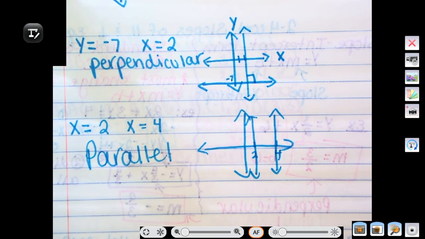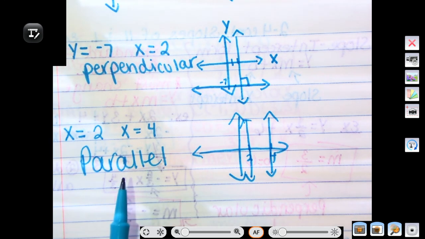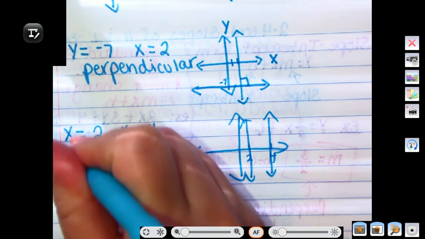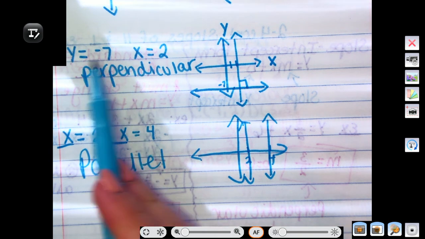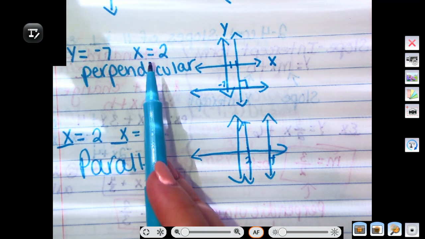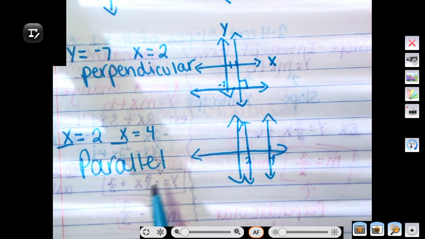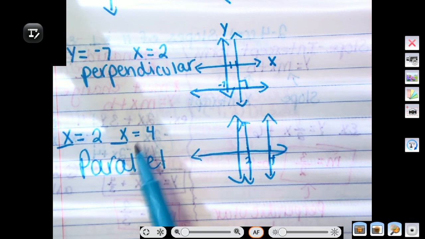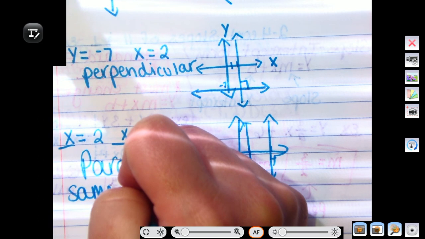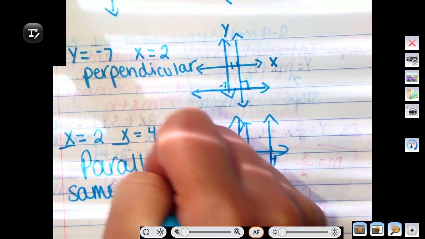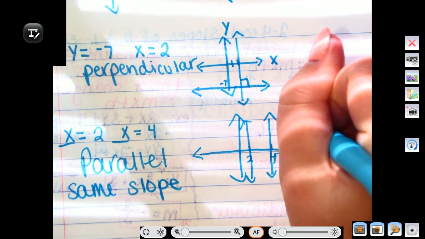So how can we remember that when I see something that looks like this, it's perpendicular? When I see something that looks like this, it's parallel? It's kind of like, look, same variable, parallel. Same slope, parallel. Different variable, perpendicular. So like when you have your two slopes that are negative reciprocals, they're perpendicular. So that's just a way you can remember. So same slope is parallel. And remember, these two have a slope of undefined.